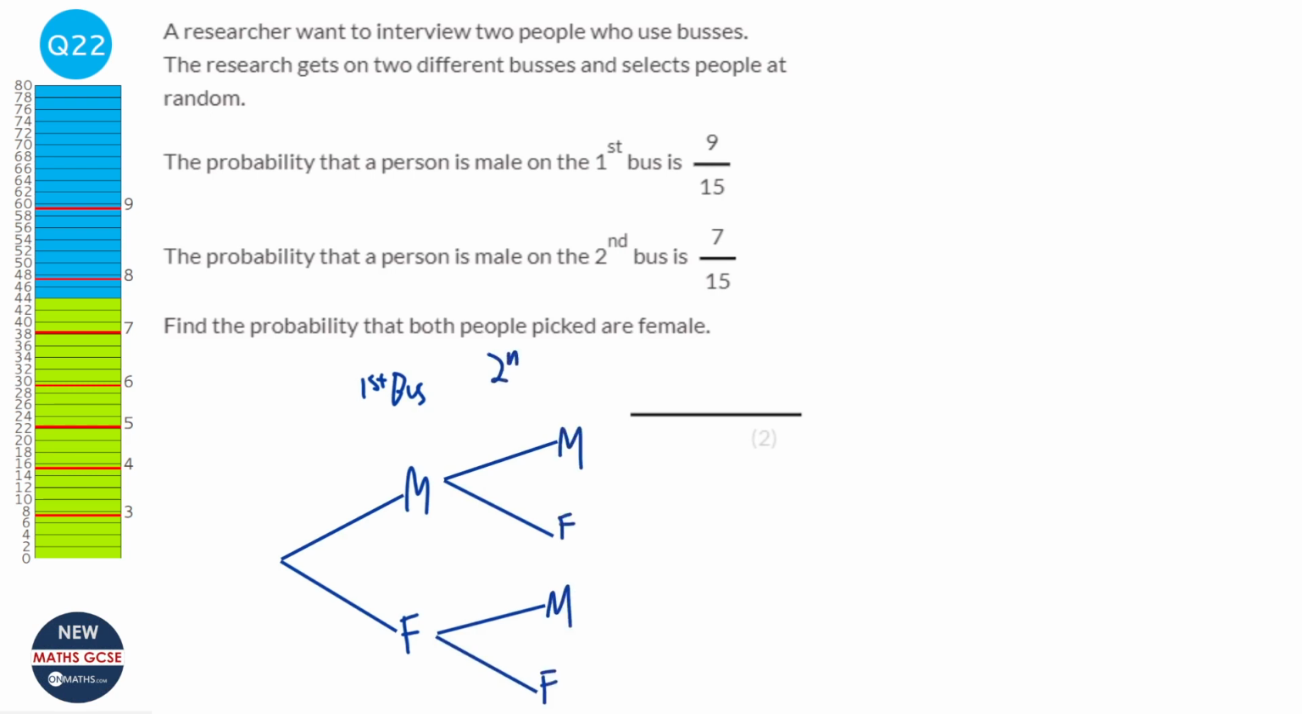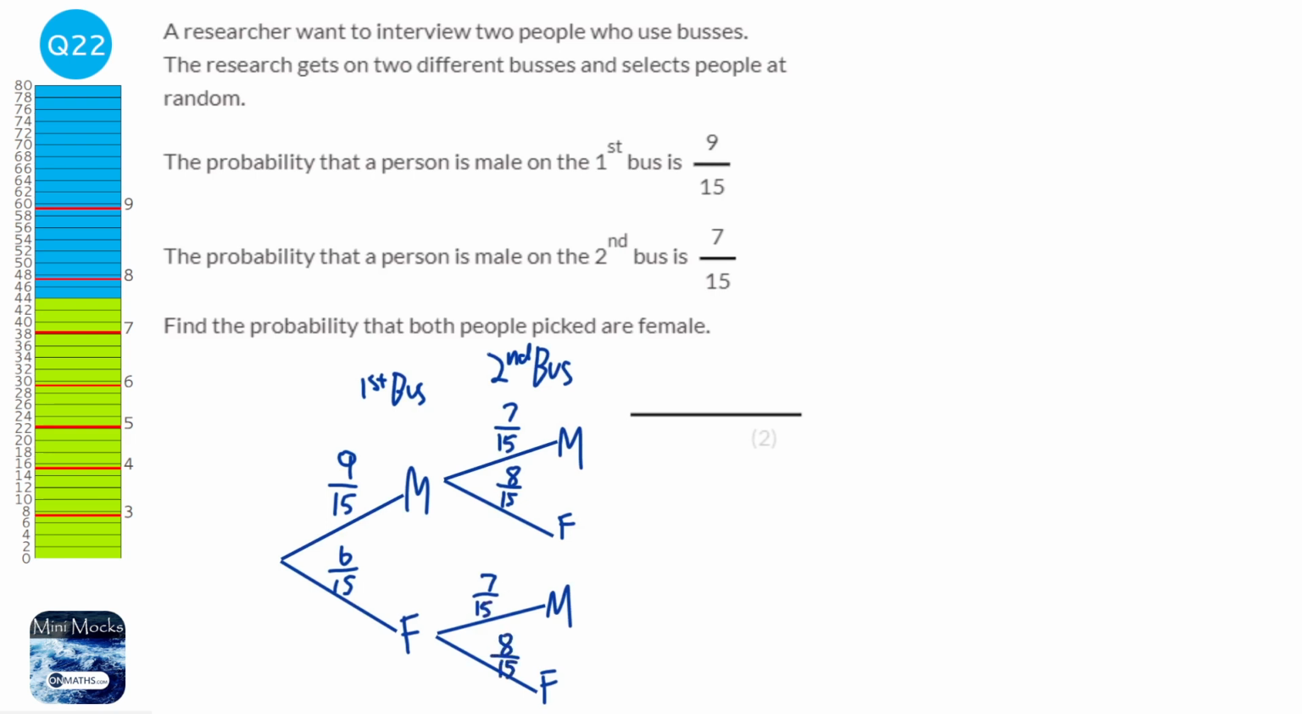And this is our second bus. So the probability of male on the first bus is 9/15. And therefore the probability of female is 1 minus 9/15, which would be 6/15. Male on the second bus is 7/15. And so female would be 8/15, because they need to add up to 1. And it's independent, so these will be the same.